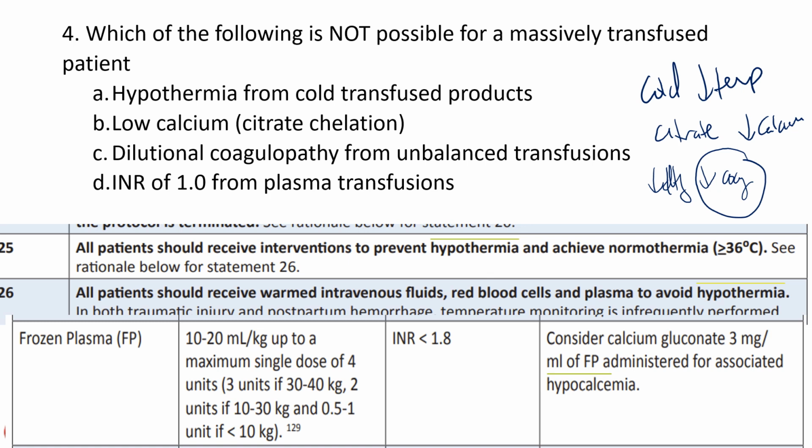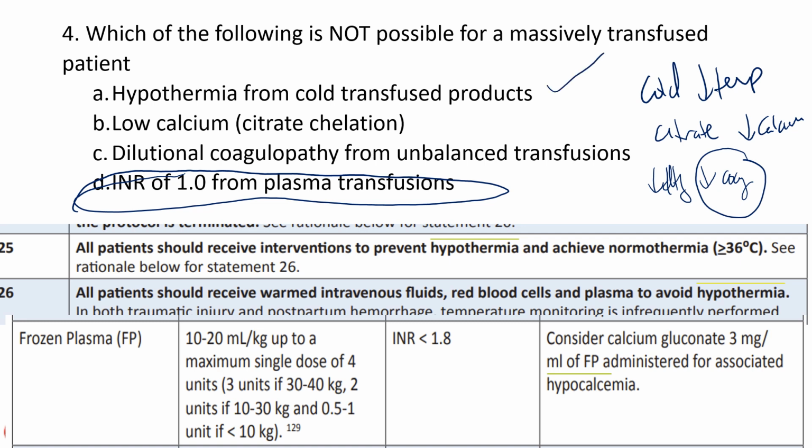And then finally, the INR of plasma once it's thawed is not 1. It's usually above 1.3. Somewhere between 1.3 and 1.7 is the average unit. So this is not possible. If you're transfusing plasma, even if you replace the entire blood volume of someone with plasma that's been freshly thawed, they would never be at an INR of 1. They'd be at an INR of somewhere between 1.3 and 1.7. So they can be hypothermic, they can be hypocalcemic, and they can have dilutional coagulopathy.